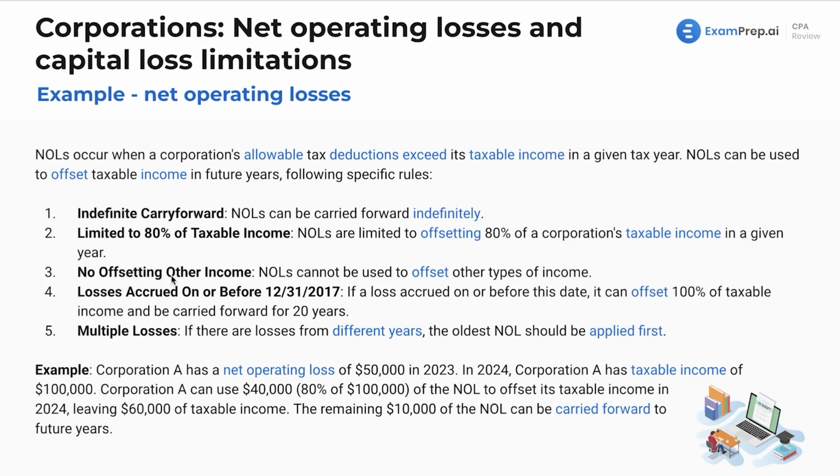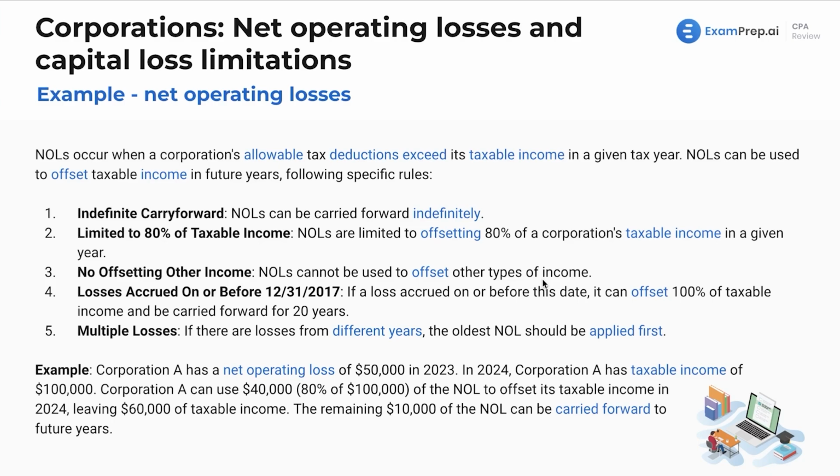No offsetting other income. We cannot use NOLs to offset other types of income. We know that that's why we have a difference between operating losses and capital losses and all that. Losses accrued on or before 12/31/2017. If a loss accrued on or before this date, it can offset 100% of taxable income and can be carried forward for 20 years. This is all kind of dealing with the buckets that we saw on that slide. Definitely want you to memorize that there.